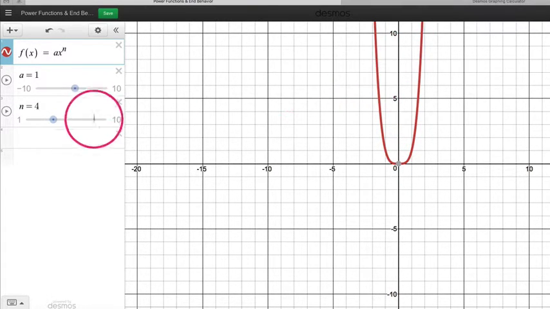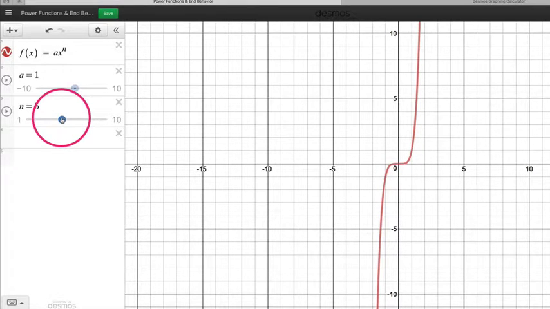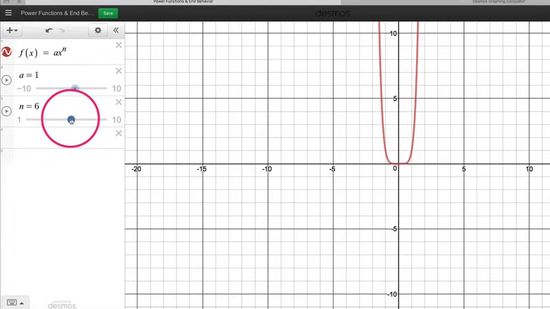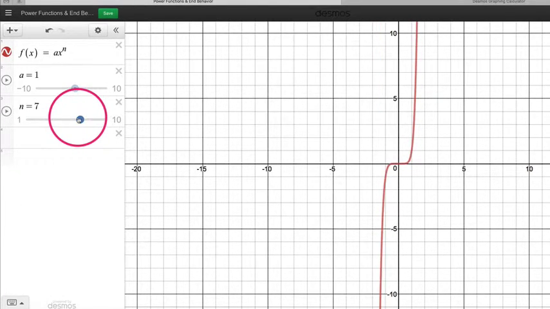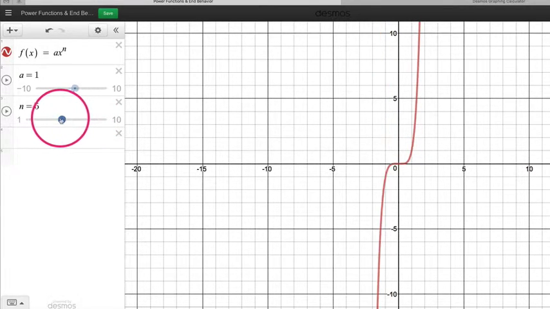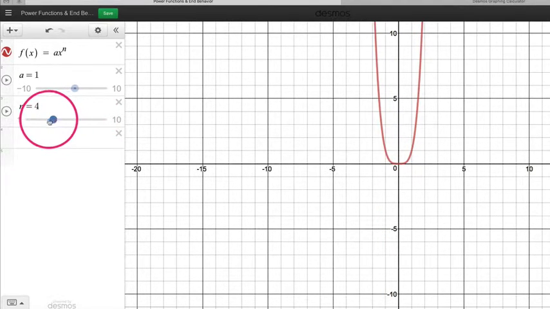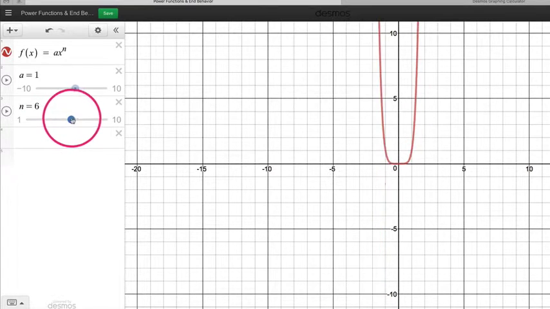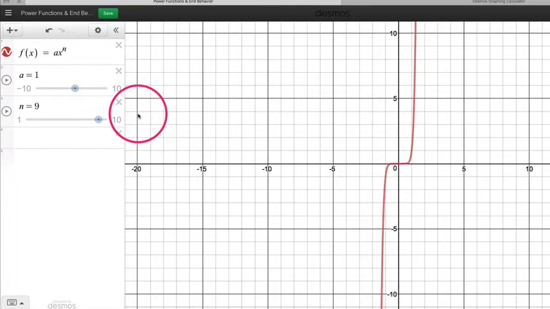So rises left and right. Fifth degree, falls left, rises right. Sixth degree, rises both sides. Seventh degree, okay, falls left, rises right. What I'm seeing is that every time my degree is even, the left and right side have the same behavior. And every time my degree is odd, 3, 5, 7, my graph has opposite behaviors on the left and right side.